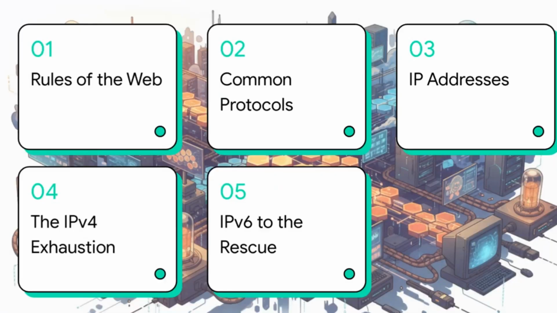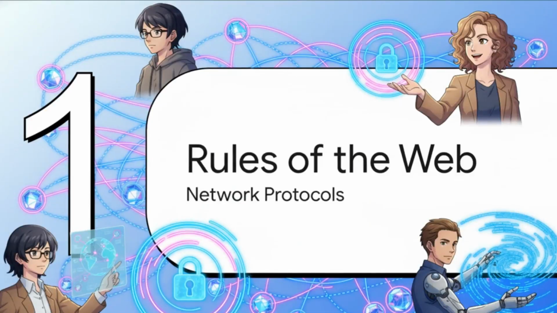Here is our roadmap for today's explainer. We'll start with the rules of the web, then look at common network protocols, understand IP addresses, dive into the IPv4 exhaustion problem, and finally see how IPv6 comes to the rescue. All right, let's jump right into section 1, the rules of the web.